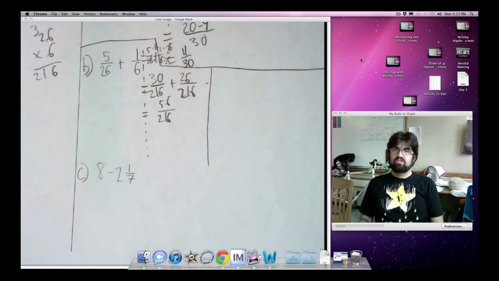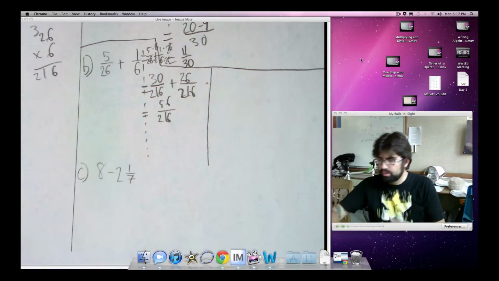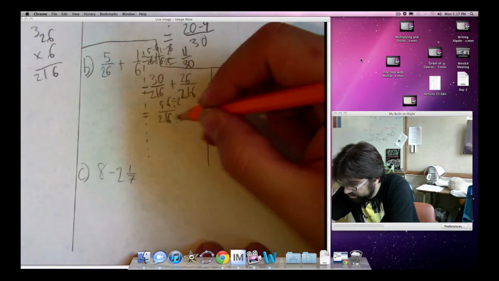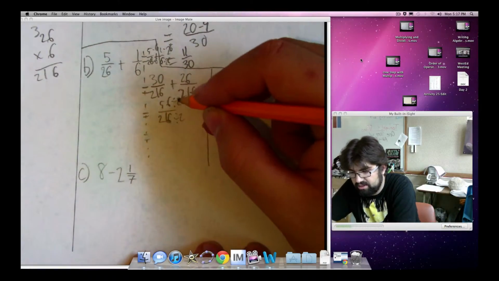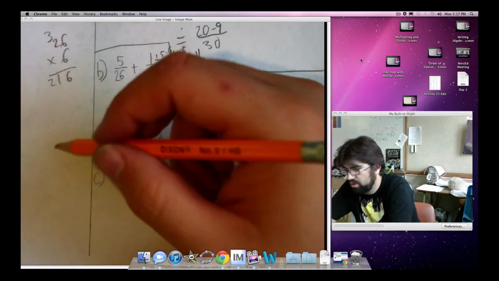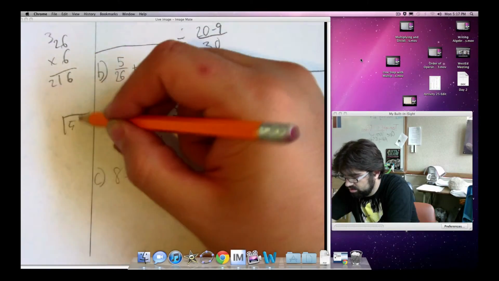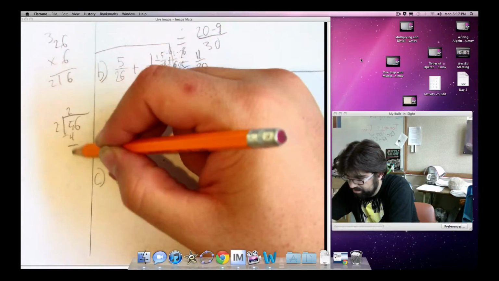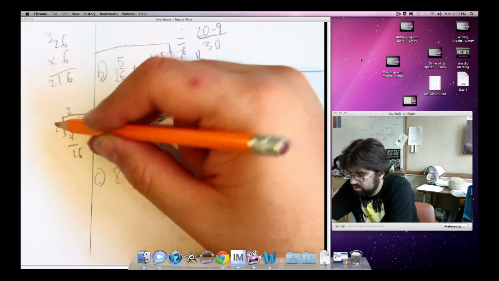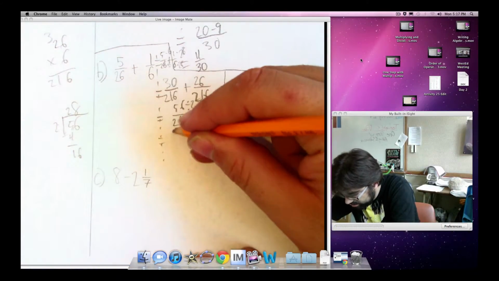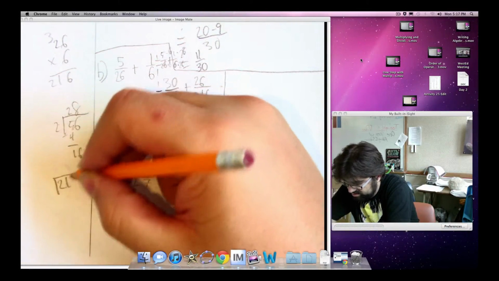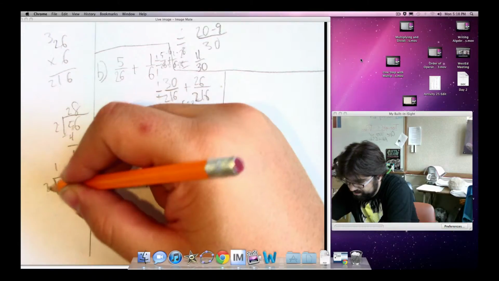I can divide 56 and 156 by 2. Here we go. 56 divided by 2 is, well, let's do some long division. 2 goes into 5 2 times, minus 4. Bring down the 6. 2 goes into 16 8 times, so we got 28 over 78. 16 divided by 2, we got 1.